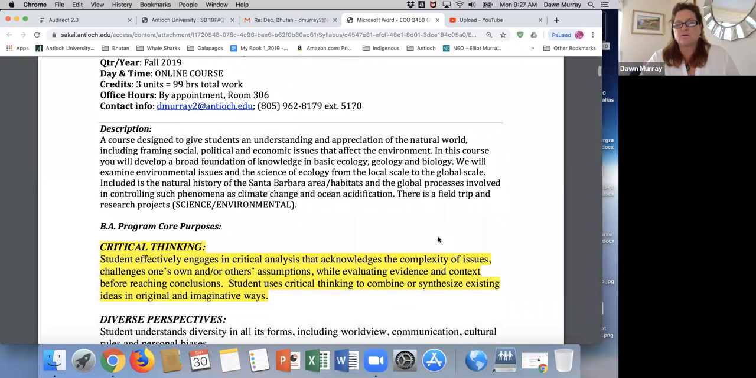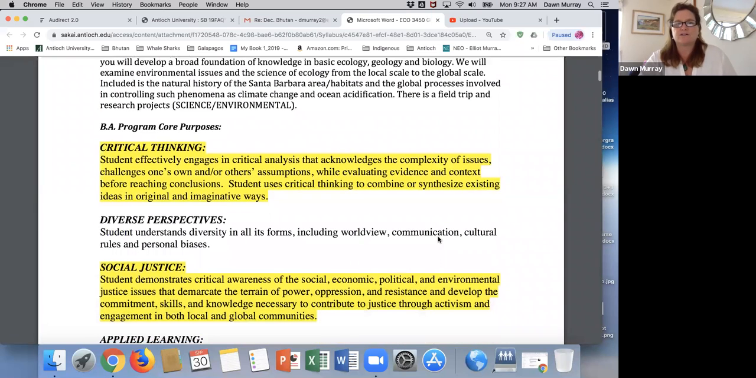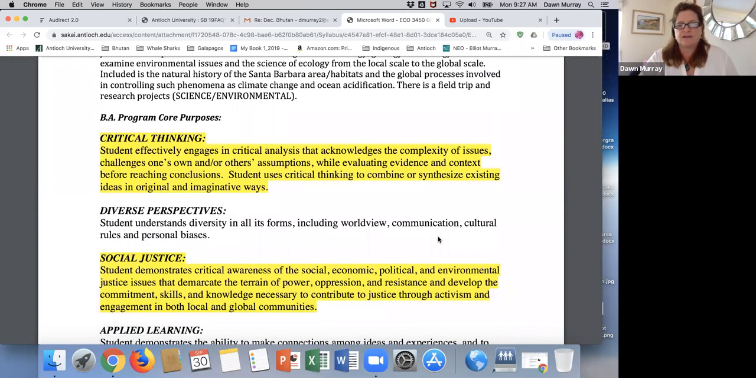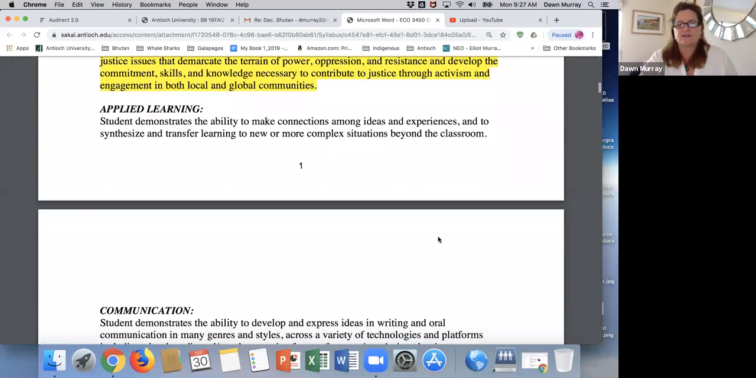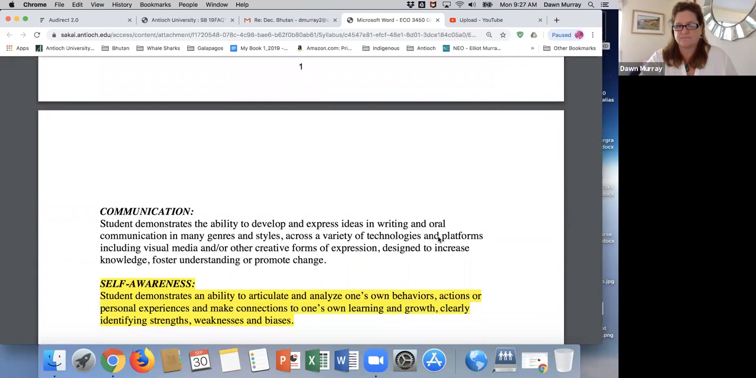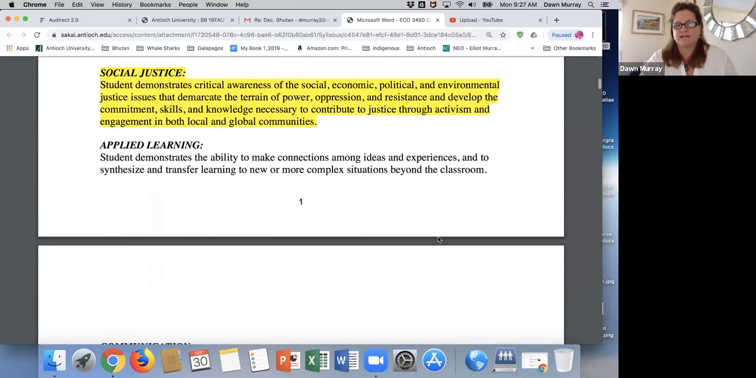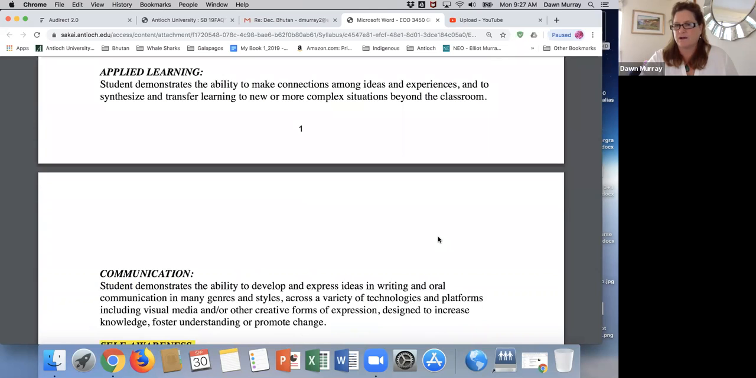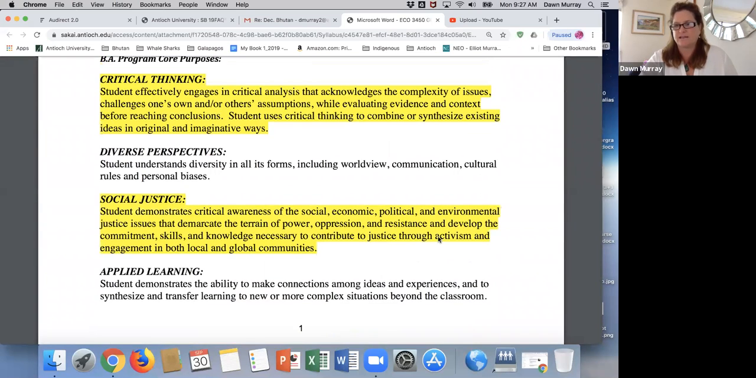So in this course, all of your syllabi end up looking the same. You've figured that out. We're going to cover critical thinking and social justice, and the third is self-awareness. Now, obviously, we cover diverse perspectives and applied learning and communication as well, but the core purposes that we focus on are highlighted in yellow.